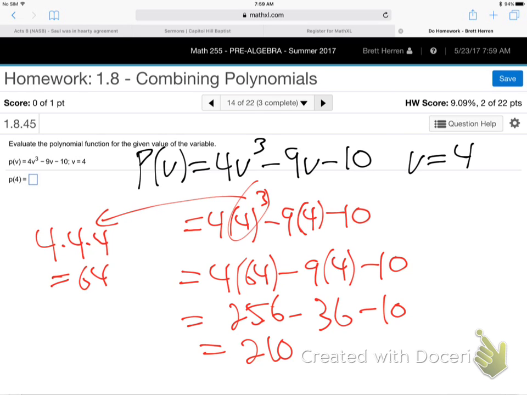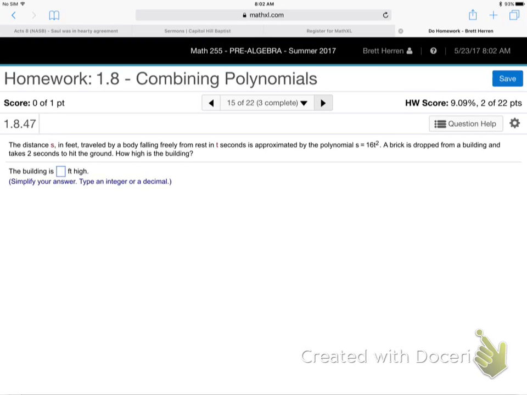All right. It's probably just a plug-in thing. A bunch of fancy words we can ignore, maybe. I don't know. Let's see. The distance s in feet traveled by a body falling freely from rest in t. It always sounds, that's how physics talks. They talk about a free-falling body. It always sounds like a human body. They don't mean that. They just mean any object falling. But that's just the way they talk in the physics world.